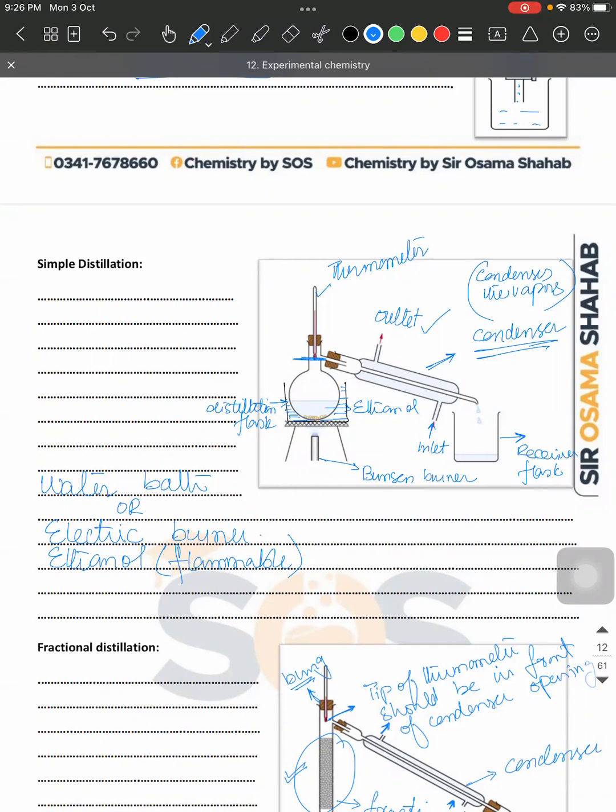Yes, sir. Okay, so children, why are we doing this? Why do we do simple distillation? We want to collect the liquid from the soluble solutions. For example, if we have a soluble solution and we want water separated out, we need to do this simple distillation. For example, if drinking water ran out in your world, what would you do?